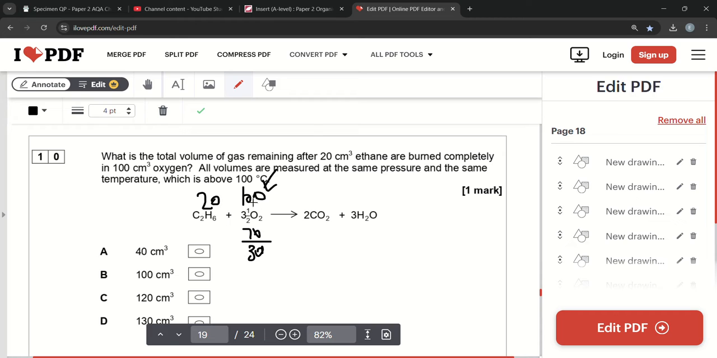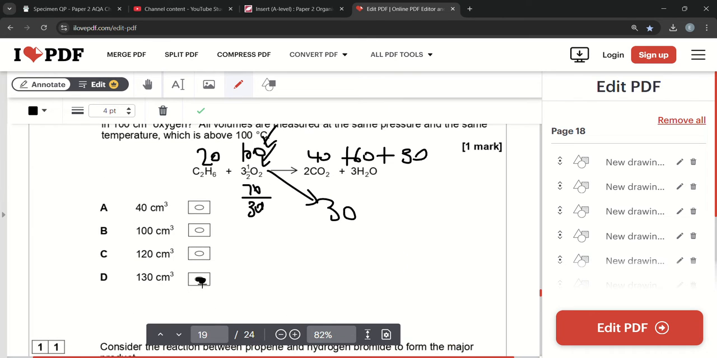So we've got 30 centimeters cubed oxygen, and then because we've got 20 there, we're going to have 20 times 2 plus 20 times 3. Using the molar ratio, that's got to be 40, and with the 1 to 3 molar ratio, that's got to be 60. Now we've got 30 from the remaining oxygen, because oxygen is in excess, 100 minus 70 is 30. Add those together, 130 centimeters cubed. So the answer is D.